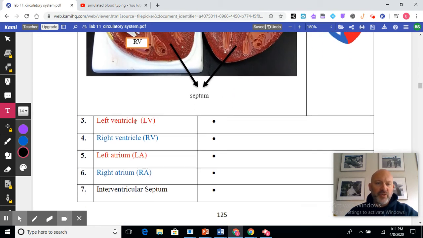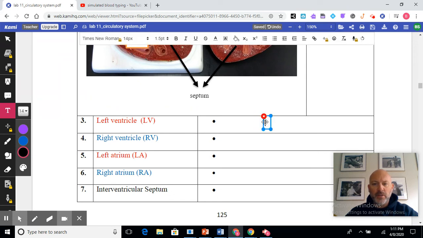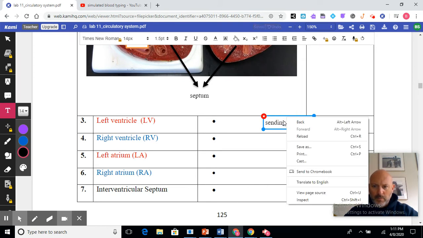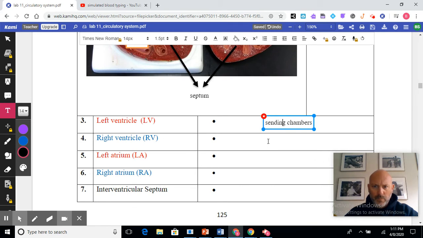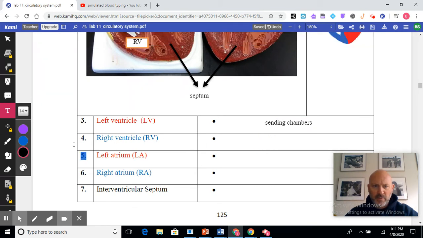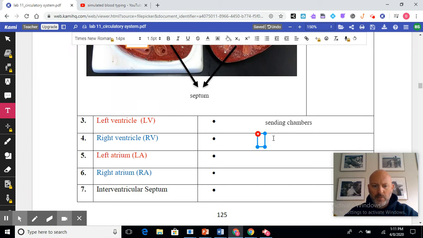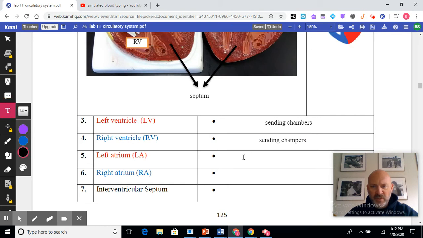Right, so a couple of rules when we talk about ventricles. We could say that the ventricles are sending chambers. So let's say the same thing down here, where the atria are going to be the receiving chambers.